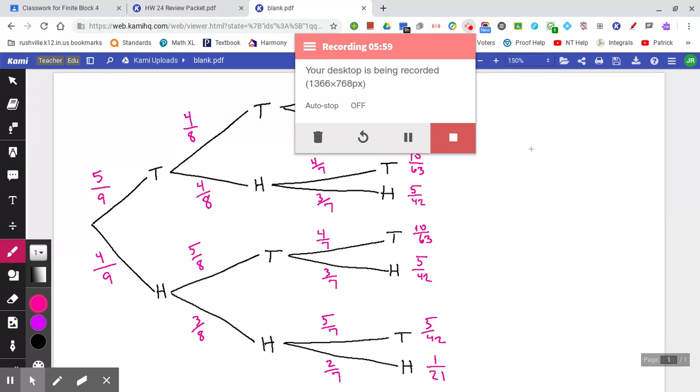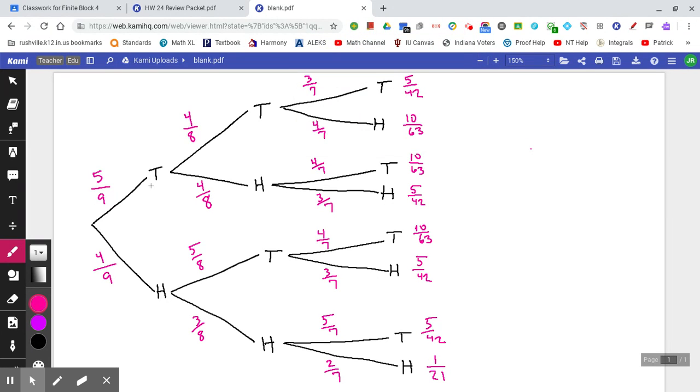So here is the Venn diagram that I created. The first car can either be Toyota or Honda, and then from there, Toyota, Honda, Toyota, Honda. And I guess I am making the assumption that there is no replacement on this. And so these probabilities that I came up with were how many total cars there were, and how many of those were Toyota, how many of those were Honda. So on the initial one, we have 5/9 and 4/9.